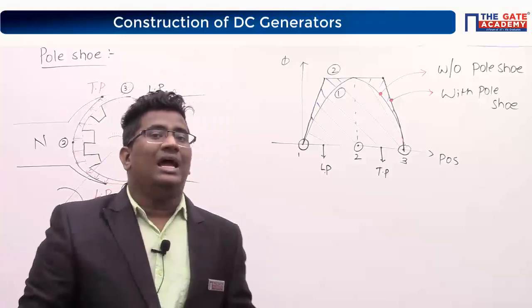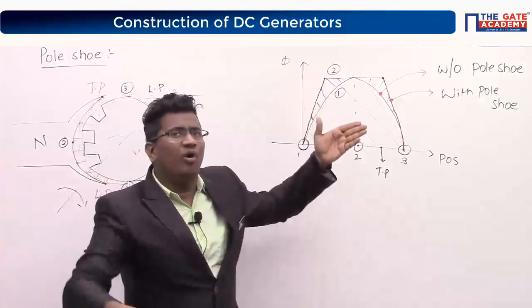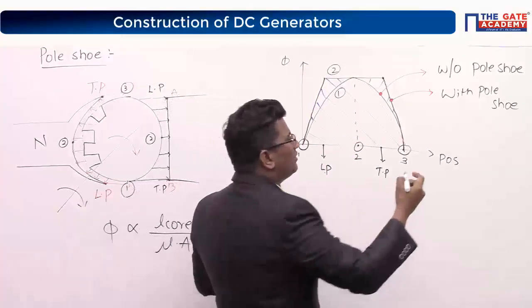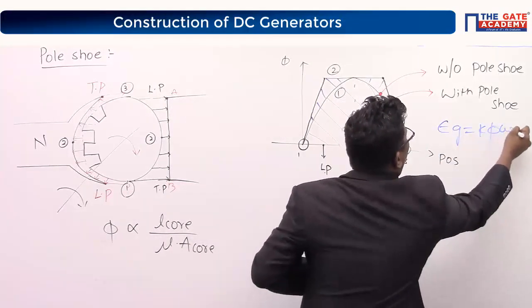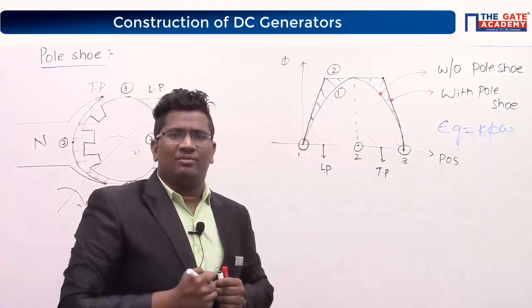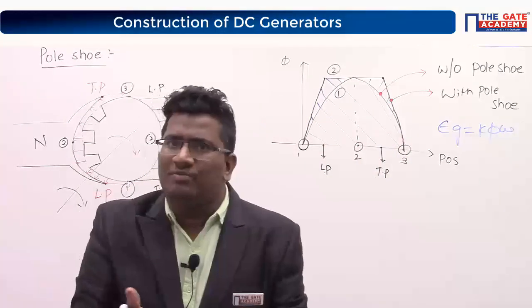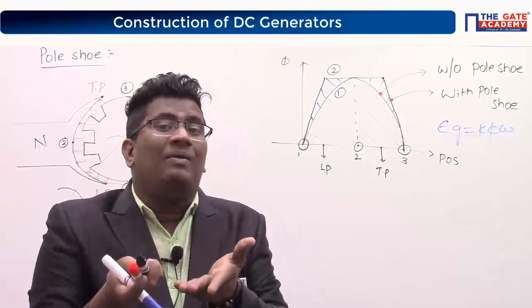Can I say that? The average output voltage, because more the flux means more induced EMF, from the performance equation. What is the performance equation? Eg is equal to K phi omega. More the flux means more the induced EMF. Obviously, we need to generate more induced EMF because here there is no problem with harmonics.